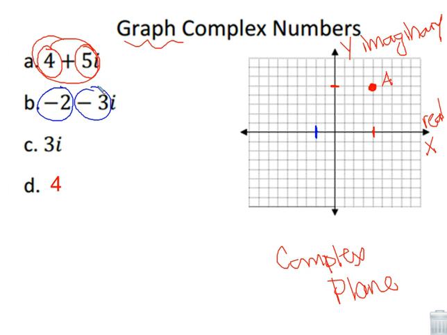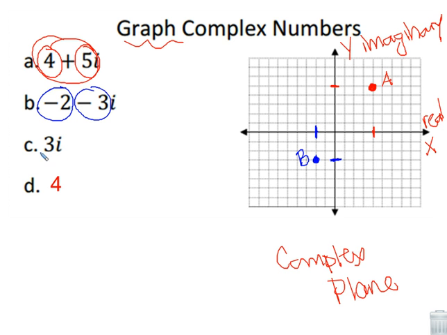My imaginary part is -3, so we'll go down 3 on the imaginary axis. Somewhere right here, -2, -3, we would have our point B. Okay, so I think those aren't too bad. It's when we get into C and D where it gets a little complicated.